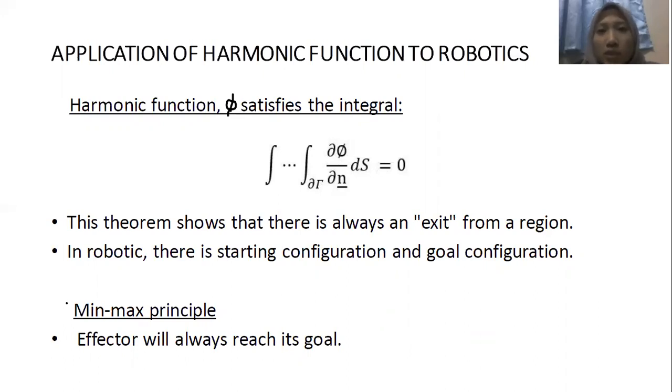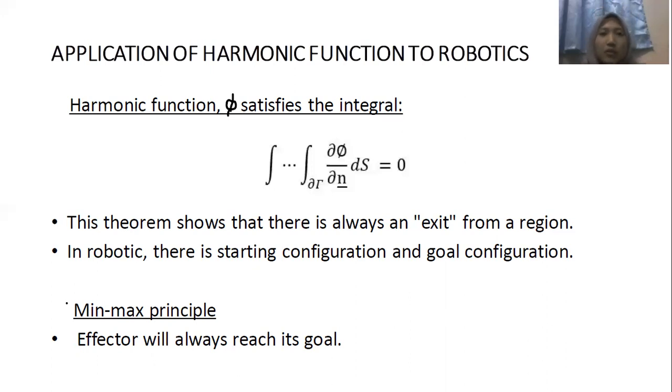To be more specific, harmonic function can be applied in robot path planning. This is because, according to the Gauss integral theorem, it satisfies the integral where the integration of the function over the n dimension is equal to 0. Therefore, it satisfies the theorem which states that there is always an exit from a region.